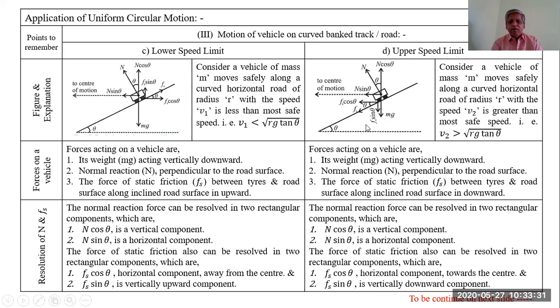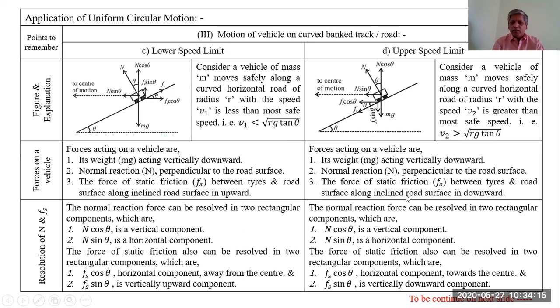And here the force of friction can be resolved into two components, like the normal reaction force. The explanation is the same here, but only the speed is higher than the most safe speed. The same explanation applies for the forces on the vehicle; the only difference is that the force of static friction is toward the inner edge when the speed is higher than the most safe speed. In the lower speed limit case, when the speed is less than the most safe speed, the force of friction is toward the outer edge along the road surface.